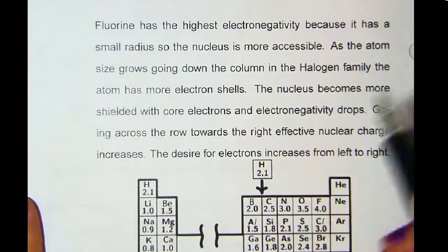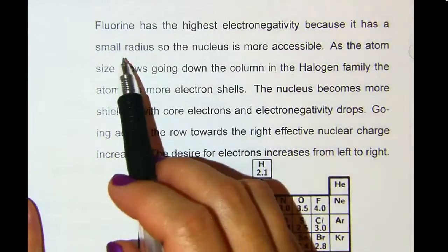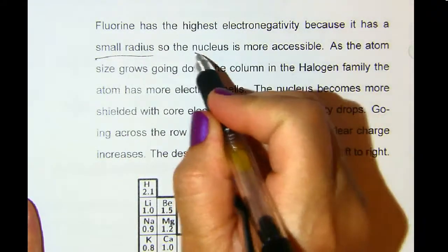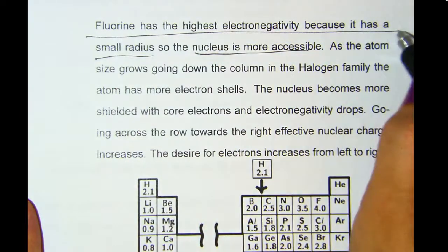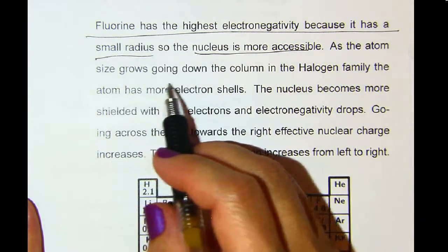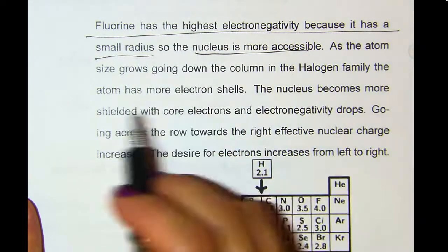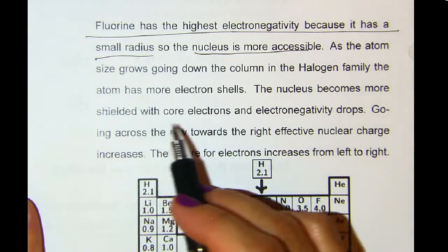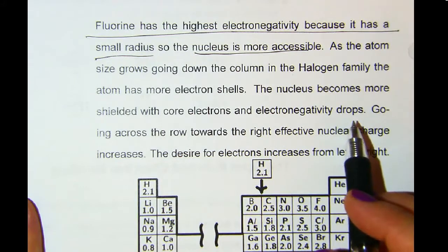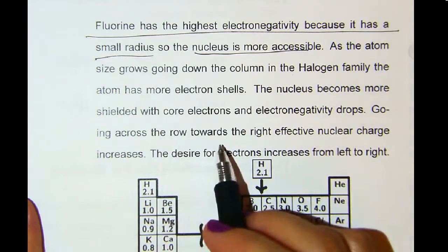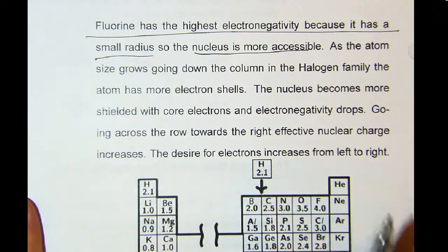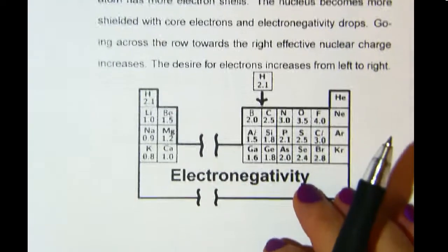Fluorine has the highest electronegativity because it has a small radius, so the nucleus is more accessible. As the atom size grows going down the column in the halogen family, the atom has more electron shells. The nucleus becomes more shielded with core electrons and electronegativity drops. Going across the row towards the right, effective nuclear charge increases. The desire for electrons will increase from left to right.